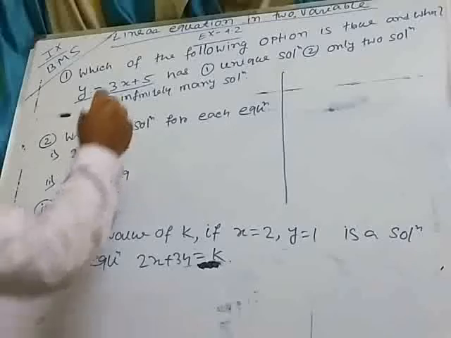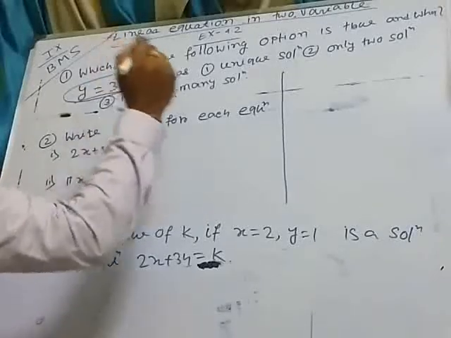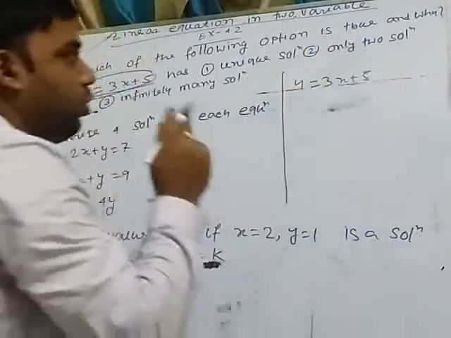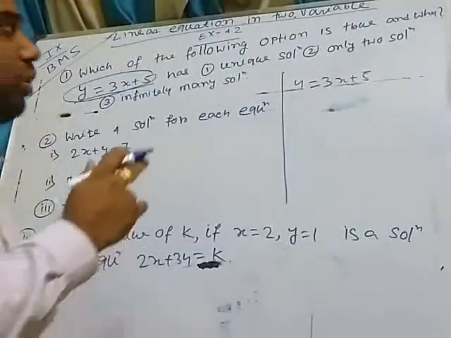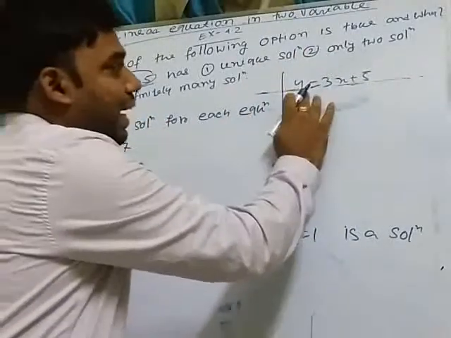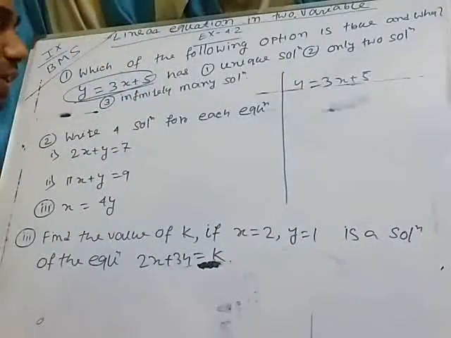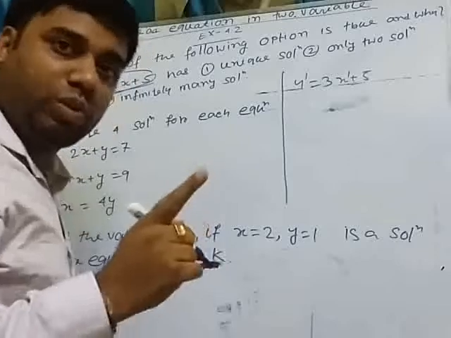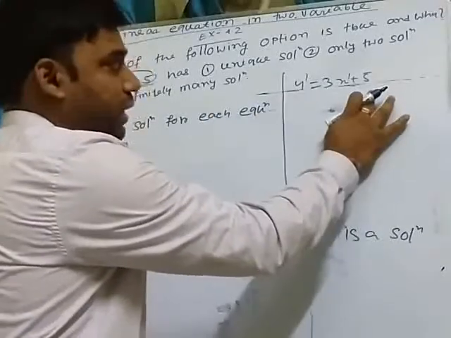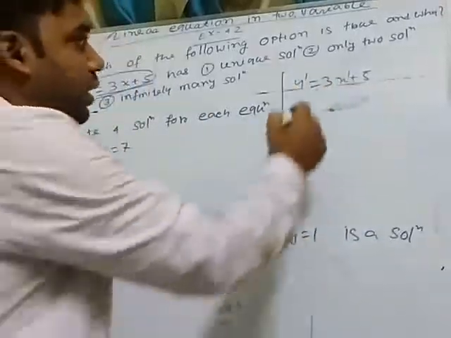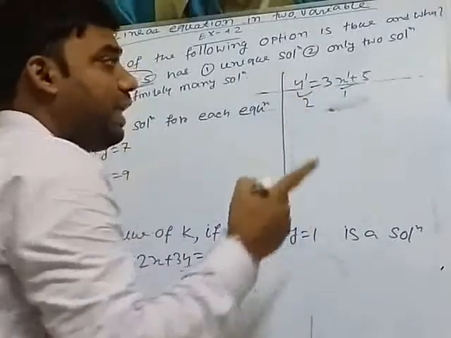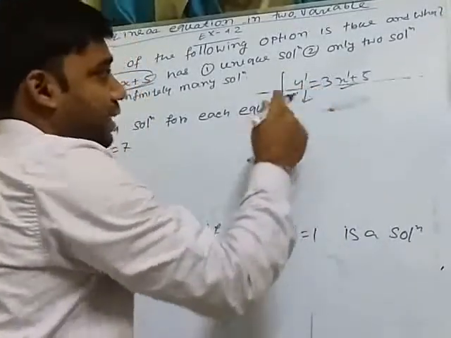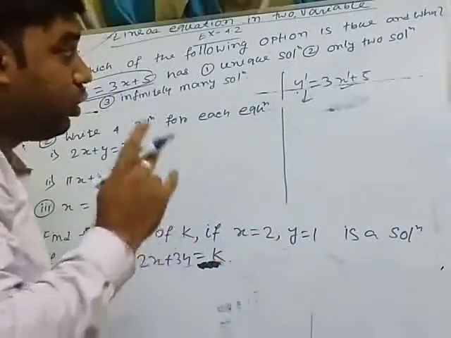Okay. First of all, y equal to 3x plus 5. First we have to identify what type of equation it is. The highest power of x and the power of y is 1, so it is a linear equation. Linear equation of how many variables? y and x, 1 and 2. So that is a linear equation in two variables.